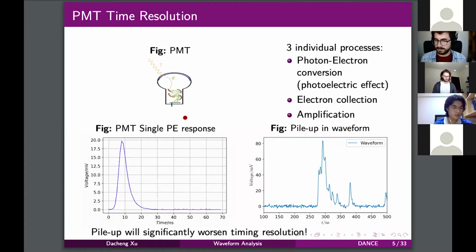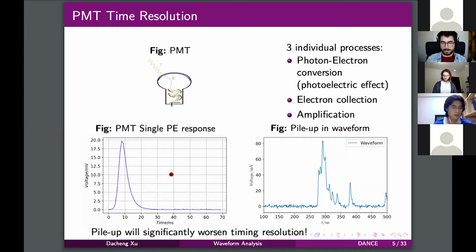The time resolution is determined by the PMT and waveform analysis. The typical PMT response includes 3 individual processes. The first one is the photon-electron conversion that happens on the photocathode and electron collection by the first dynode. And the third one is amplification of electrons between the dynodes. So one incoming photon has a certain probability to be observed via the PMT response, as shown on the left.